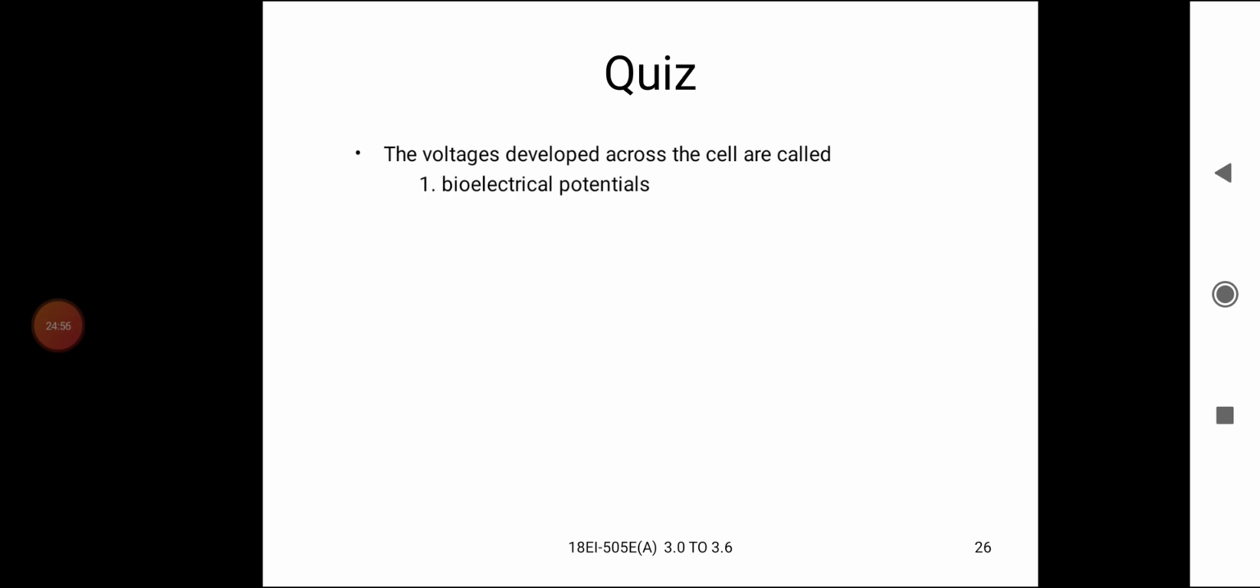Next quiz question. The voltage developed across the cell is called: bioelectric potentials, electrical signals, pneumatic signals, none of the above. The answer is bioelectric potentials.